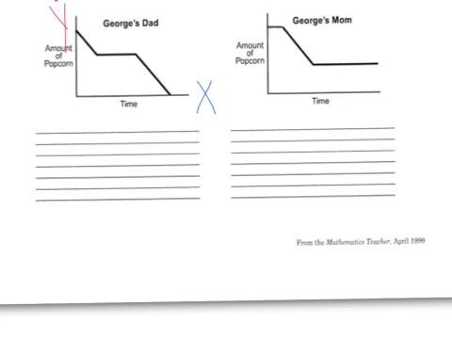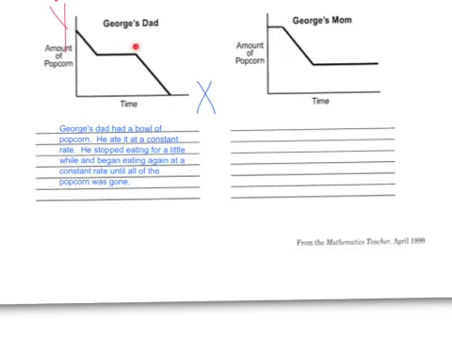When I look at this graph, of course he's starting with some popcorn in his bowl as well, and he's going to eat at a constant rate. The reason I know this is a constant rate is because it's a straight line. So he's eating, and he stops eating, and maybe about half the movie he doesn't eat any popcorn, and then he just decides to eat some more, and he eats that at a constant rate until he's run out of popcorn. So my sentences would look something like this. George's dad had a bowl of popcorn. He ate it at a constant rate. He stopped eating for a little while and began eating again at a constant rate until all of the popcorn was gone.